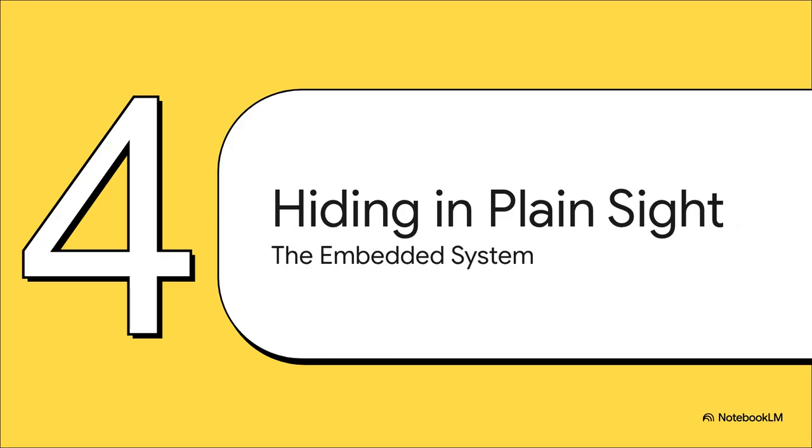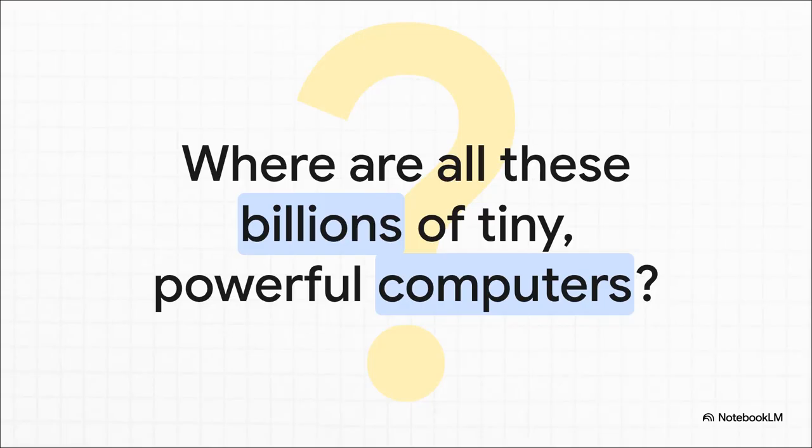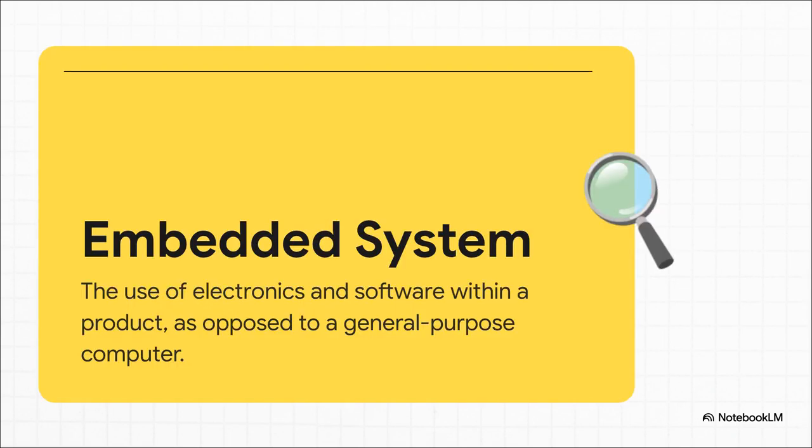So what's the consequence of this incredible shrinking act? Well, it means that powerful computers are now literally everywhere, often hiding in plain sight. This brings us to the age of the embedded system. So where did all of these billions and billions of cheap, tiny, powerful computer brains actually go? They didn't just stay in our laptops and on our desks. They went into what we call embedded systems.